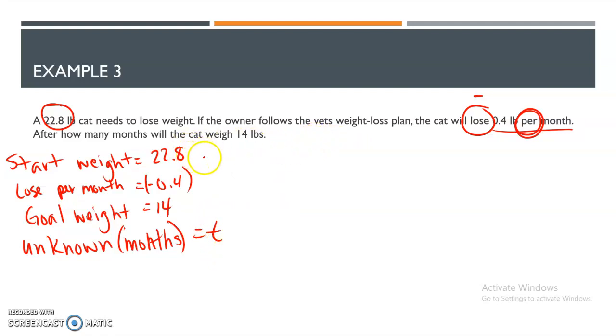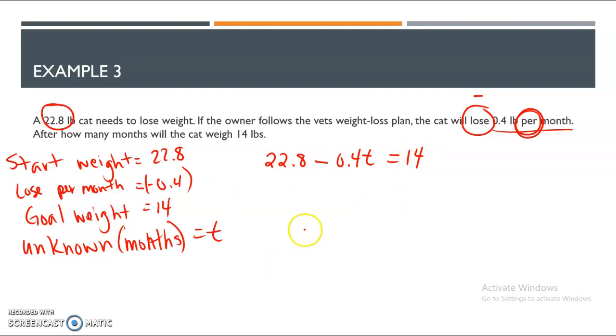All right, so this is how we're going to set this up. We know that it is 22.8 pounds. We want to lose, so we're going to subtract 0.4 pounds per month. So month is T, right? So I'm going to put 0.4 T. Now the 22.8 is not going to have anything next to it because that's what he's starting at. That is a constant. He is that weight. And we want to see when he gets down to 14 pounds. So that's our equation that we're working with.